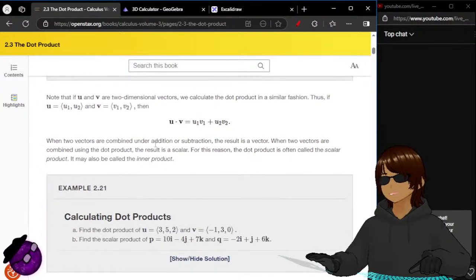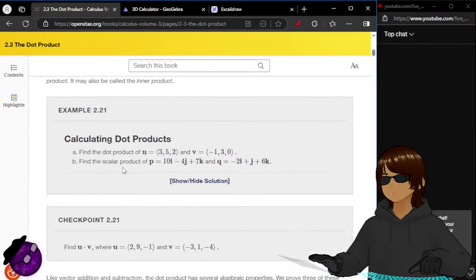When two vectors are combined under addition or subtraction, the result is a vector. When two vectors are combined using the dot product, the result is a scalar. For this reason, the dot product is often called the scalar product. It may also be called the inner product.